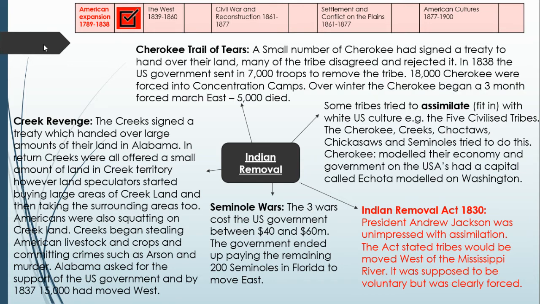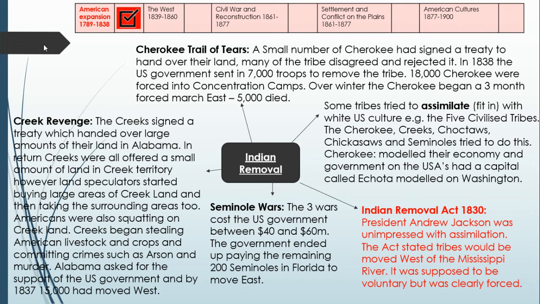Finally, we have something called the Cherokee Trail of Tears. So again, a treaty is signed. A small number of Cherokee had signed a treaty to hand over their land. However, many of the tribe understandably disagree and reject this treaty, so they think that they should be able to hold on to the land that they've always occupied. As a result of some of the tribe members rejecting the treaty and refusing to move west, in 1838 the US government sent 7,000 troops to remove the tribe, to push them west of the Mississippi River as the Indian Removal Act of 1830 states.